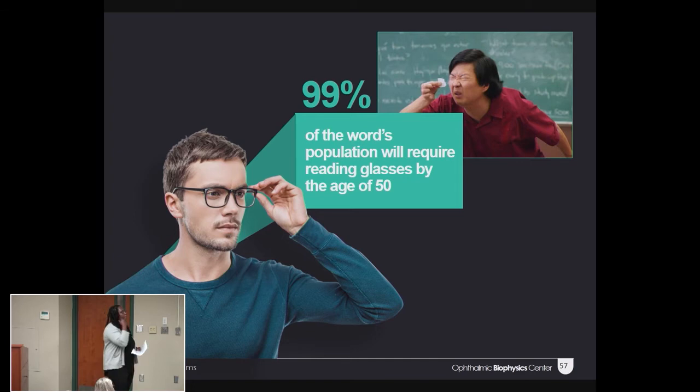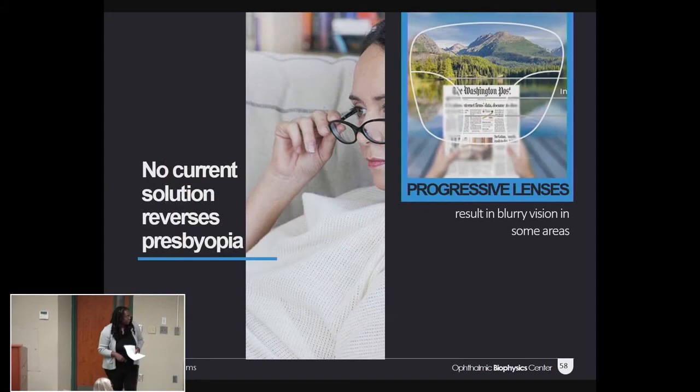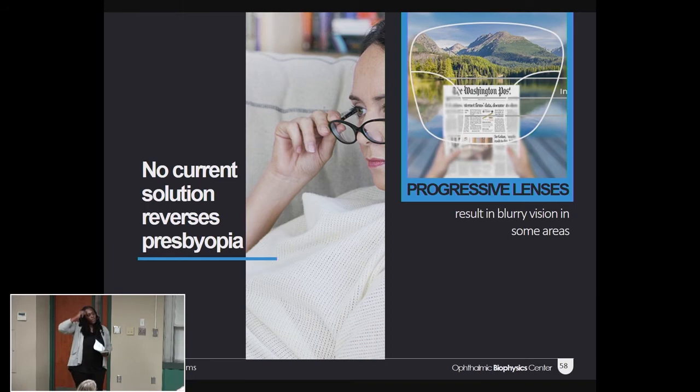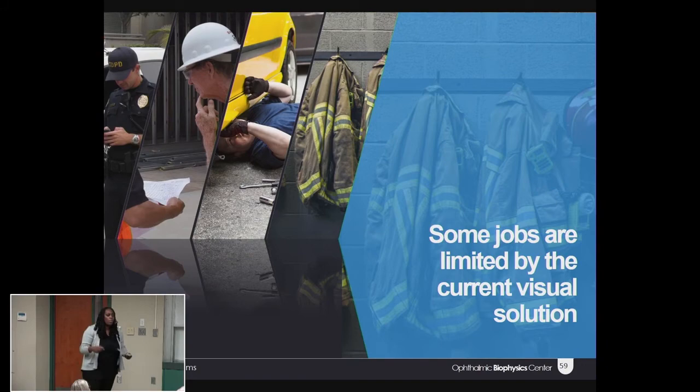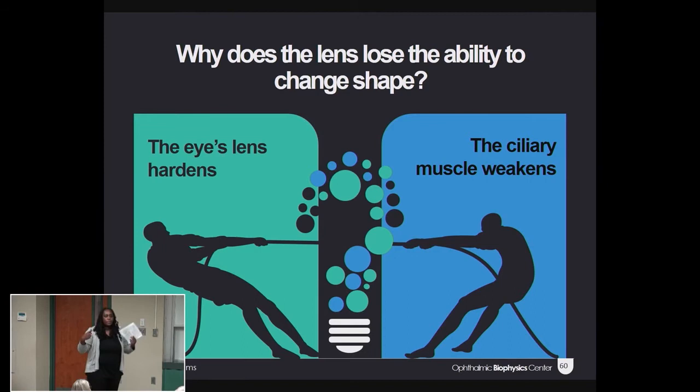But if all you need are some glasses, then why are we here? Glasses don't actually restore accommodation. Instead, you actually have to remove your glasses in order to change focus, or use a solution where you lose the peripheral vision. And some jobs require more flexibility than having that solution. But before we can come up with a solution for restoring accommodation, we have to first understand why does the lens lose the ability to change shape? Is it because the lens becomes too hard, or is it because the ciliary muscle becomes too weak?